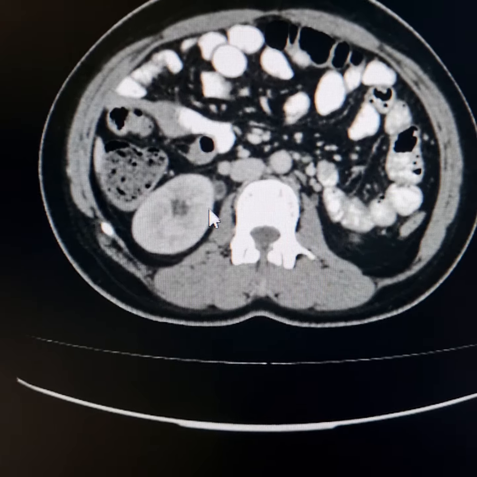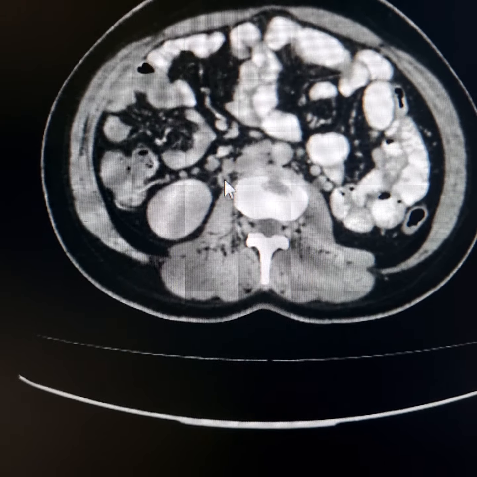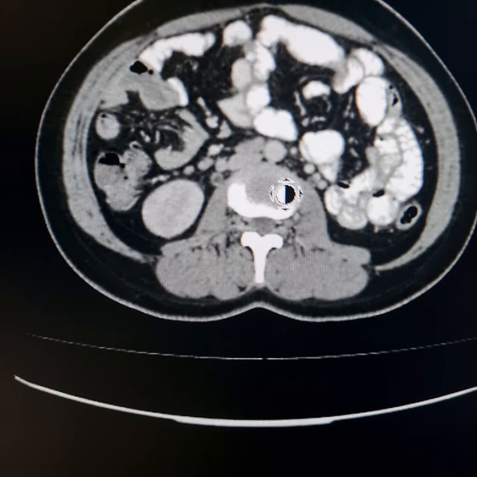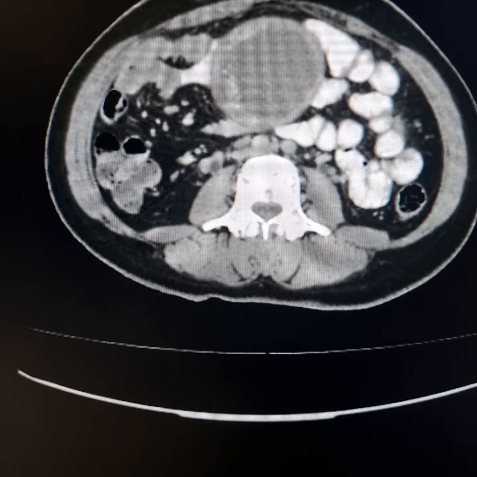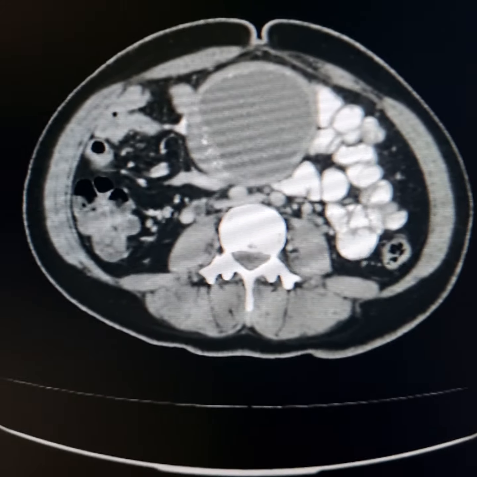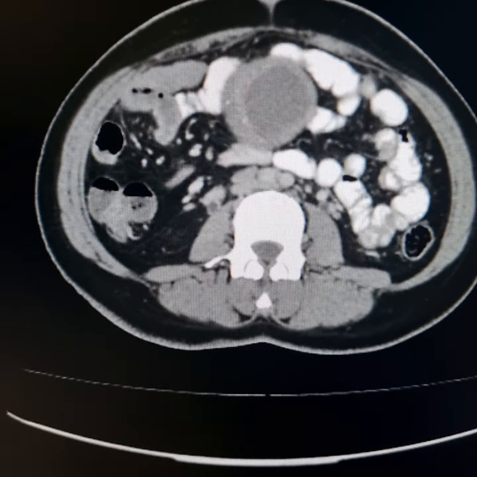Now, this is the slightly dilated right ureter, with thick and enhancing wall, and slight inflammatory stranding of adjacent fat. I will talk about its details later on.